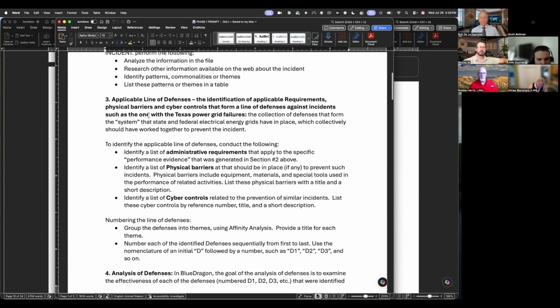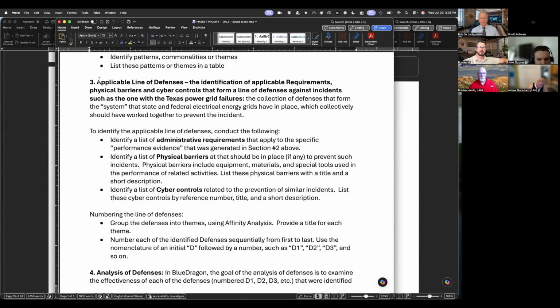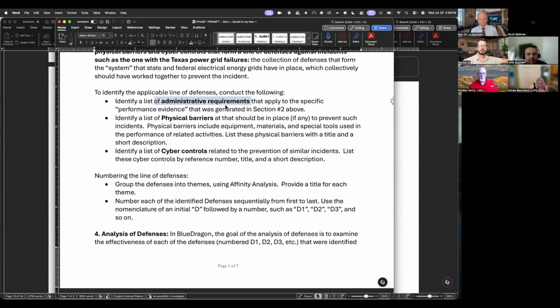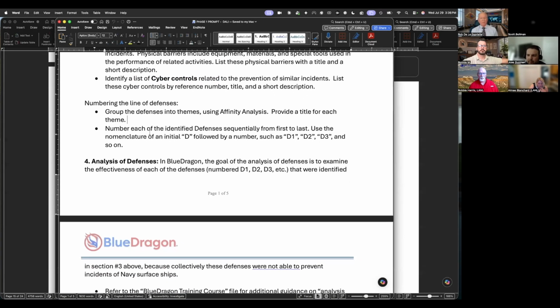Anyway, then you could talk and ask it to find the applicable line of defenses. You're very specific with specific to the Texas power grid failures. What is the collection of defenses that form a system that state, federal electricity energy grids have in place that collectively should have worked together to prevent the incident? That's pretty simple, right? And I'm very specific about the administrative requirements, the physical barriers, the cyber controls that are required. And then I tell it I want them numbered, right? So I want to group the defenses into themes, and I'd like them numbered, D1, D2, etc.